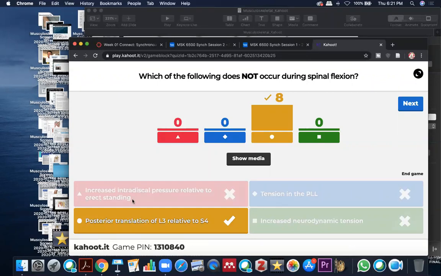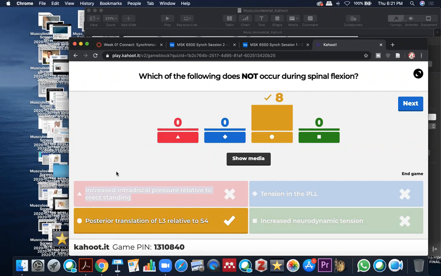And then the intradiscal pressure, that was one of those things from the very first week. And he had a question on that in his review for our exam, so I have a feeling it's probably going to be on there in some form or fashion. He had a table, like a bar graph of different intradiscal pressures. So that's just the pressure on the intervertebral disc.